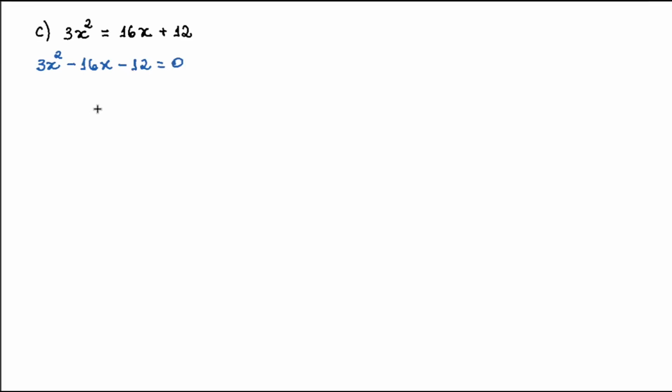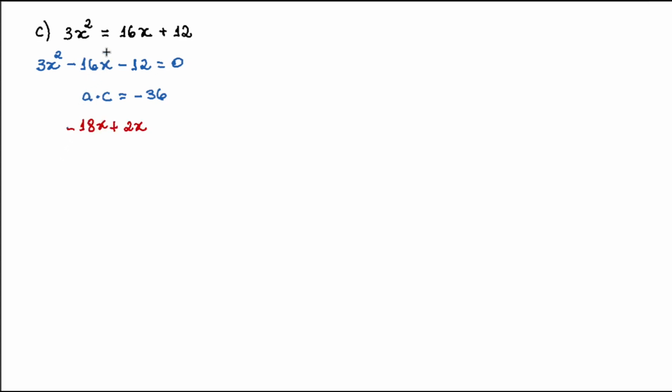Note that, again, neither the first term nor the last term is a perfect square. So we need to proceed with the factorization by splitting the middle term. Since the coefficient a is greater than 1, the product of the coefficients of the middle term must be equal to the product of the coefficients a and c, which is, in this case, negative 36. Since a times c is negative, the terms of the middle term must have different signs. Note that we can split the middle term as minus 18x plus 2x.